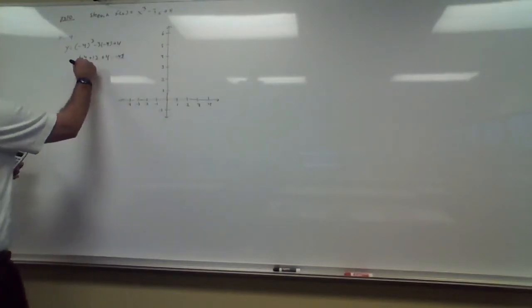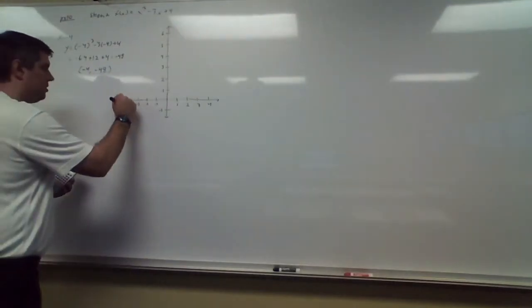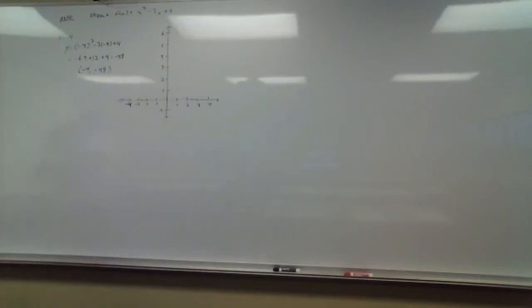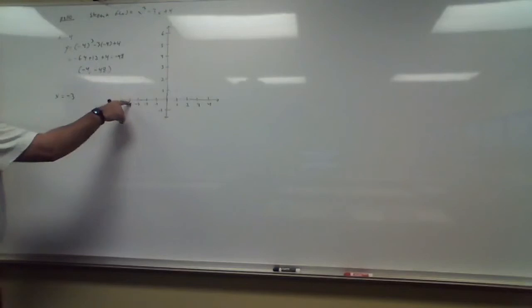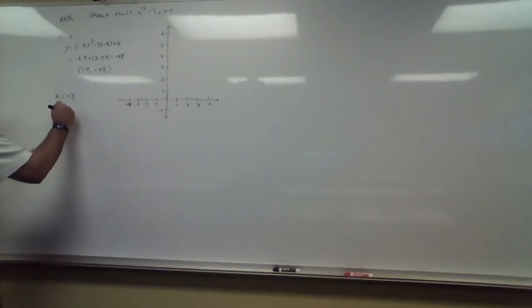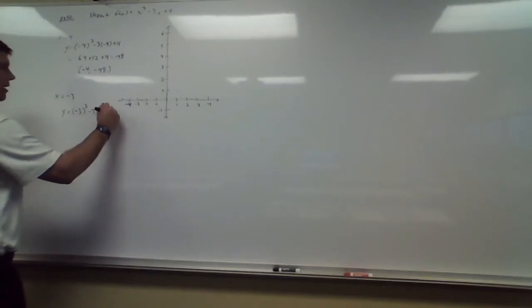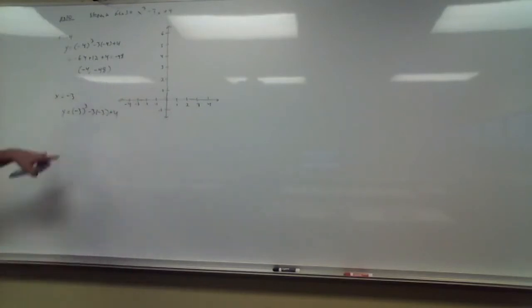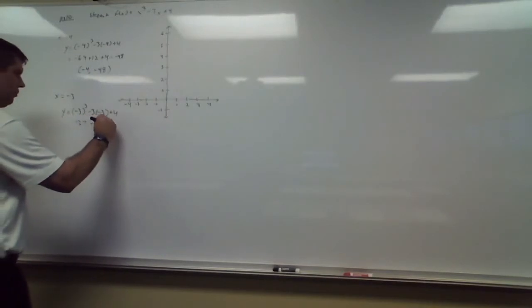So the first point would be negative 4, negative 48, which doesn't come anywhere close to fitting, because that would be way down here below. So it doesn't come anywhere close to fitting, and I won't even bother to plot it. x equals negative 3. We did negative 4, now we'll do negative 3. y equals negative 3 cubed minus 3 times negative 3 plus 4. So that's negative 27 plus 9 plus 4.